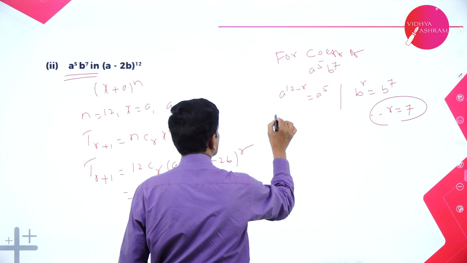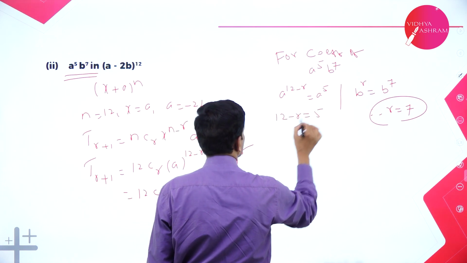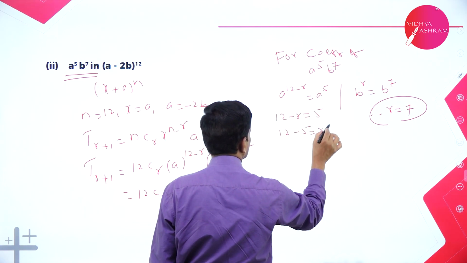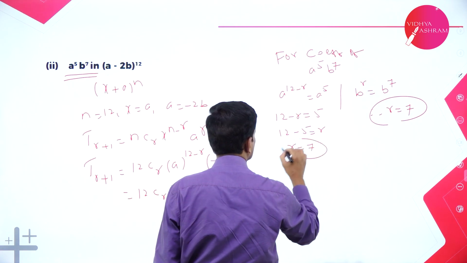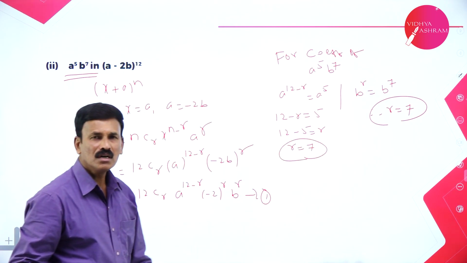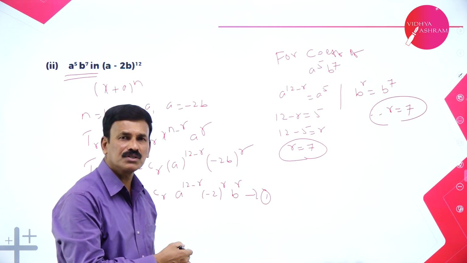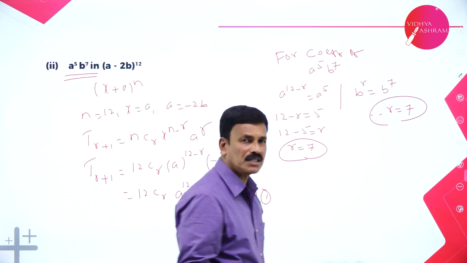Here, from this, the bases get cancelled. 12 minus r is equal to 5. 12 minus 5 is equal to r. So r is also equal to 7. What do you say? r is equal to 7. Just put r is equal to 7 in equation number 1. You will get the required coefficient.